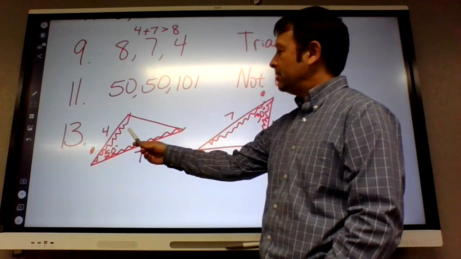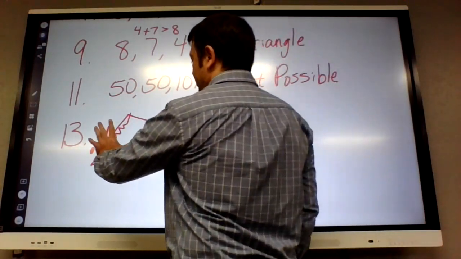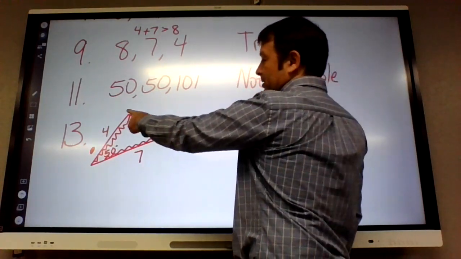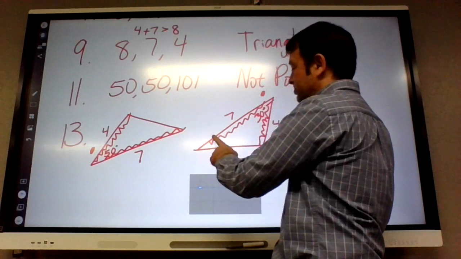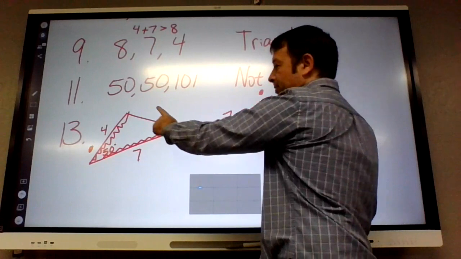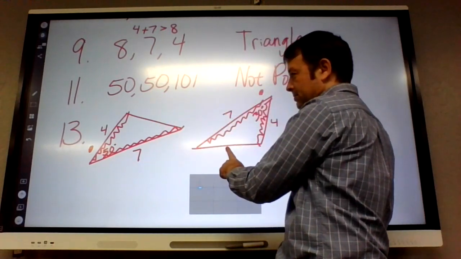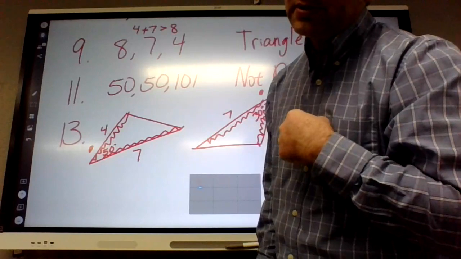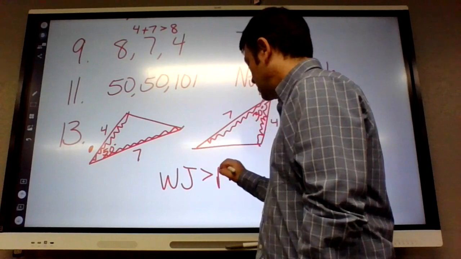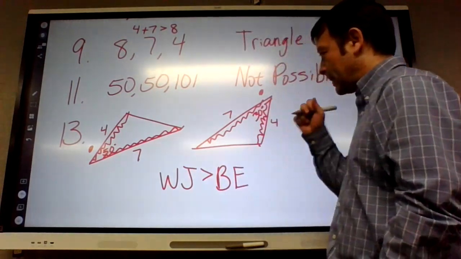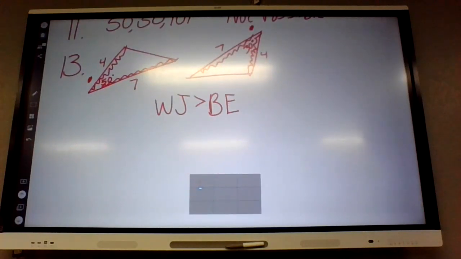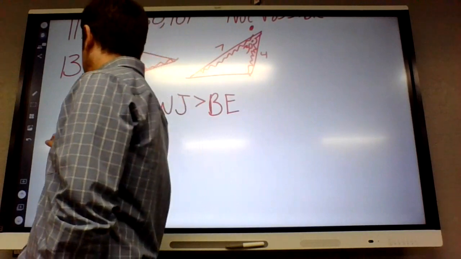Since this alligator's mouth is open wider, I probably didn't draw very well, but if he's open wider than this one, then this gap between his jaws should be bigger than the gap between these jaws. So this is bigger than that. So WJ is greater than BE. Why didn't I put a segment symbol on top? Because we're talking about the length of the segment, so you don't have to draw it.